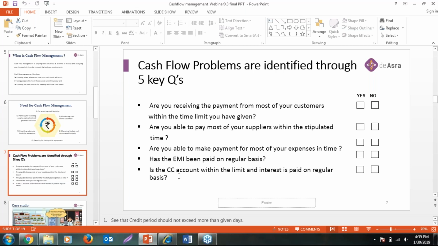So if for any of the questions you have an answer as no, then that is a problem which you need to rectify, which we can solve. Of course you can approach deAsra, you can talk to us, tell us the situation you are in, and we will try our best to get you out of it. We can help you by giving suggestions. We have mentors at our end who understand what the problem is and consult accordingly. So there are different services at deAsra which you can avail.